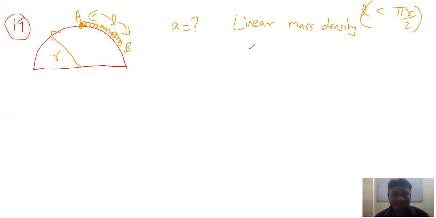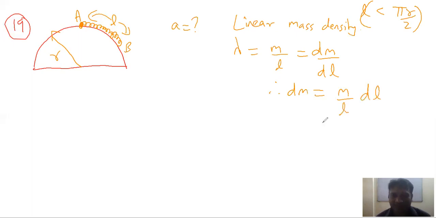So linear mass density lambda is m by L, mass of chain upon length of chain, that equals small mass dm upon small length dl. So from this, I will get the value of dm. It is m by L into dl. So dm becomes m by L into dl, which is r d theta.